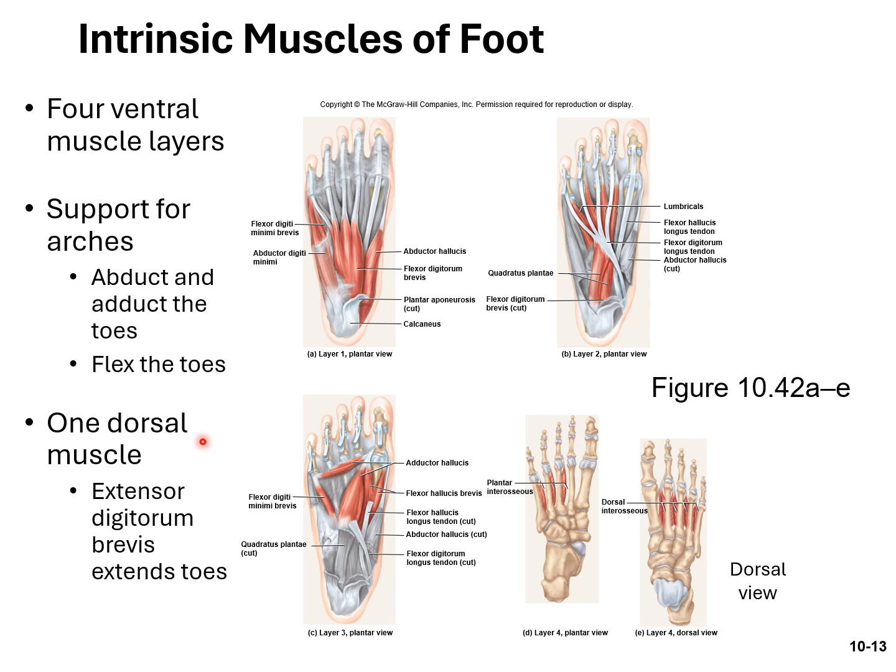And then the foot. You're going to have four ventral muscular layers. They're going to support the arches. One is going to be dorsal muscles. But for the most part, the arches are going to be down here, and these muscles abduct and adduct the toes and flex the toes. All of these are very tiny. I'm not going to make you memorize them. And then the dorsal ones, the ones up here, are also very small, and these are going to extend the toes and help you move your toes a little bit.